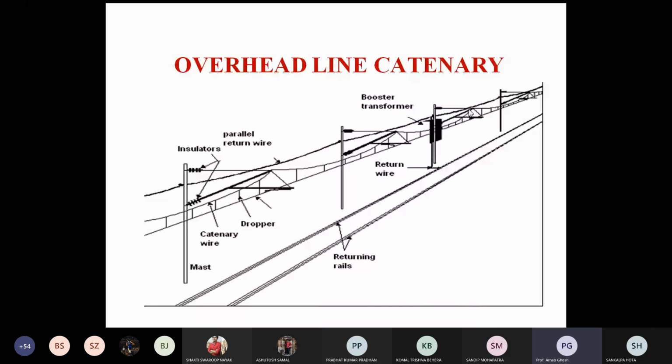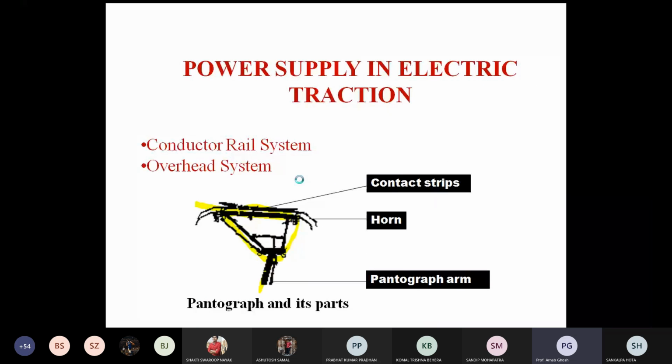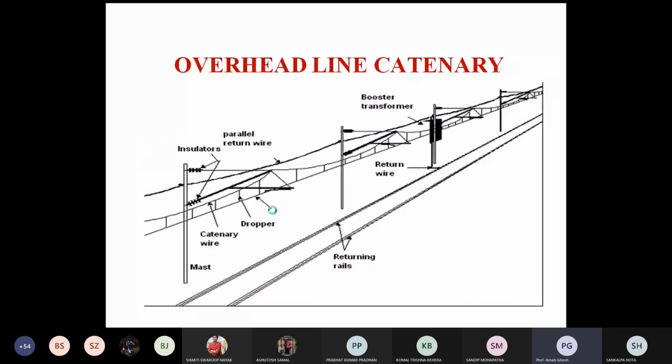Another wire is there, just beside the catenary. That is called the contact wire, where the pantograph strips are touching. You can see that the pantograph strips are touching here all the time, so the name of that wire is contact wire. It makes the contact with the pantograph strip, and that's why it is called contact wire.